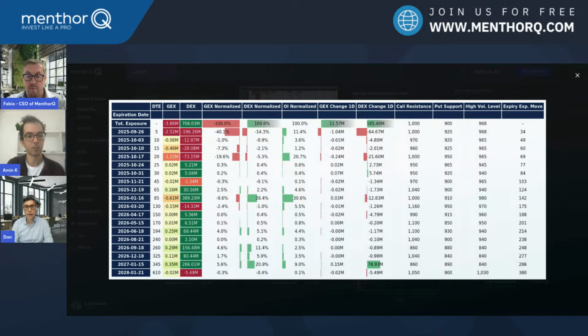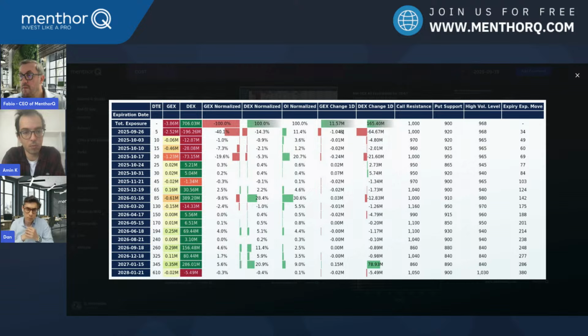So what do we see here? If we take a look here, we see how the GEX and DEX have changed. So this is basically positive on the total exposure. If we go here to the earnings we're interested in, we see that the exposure is slightly negative, and that is moving here.